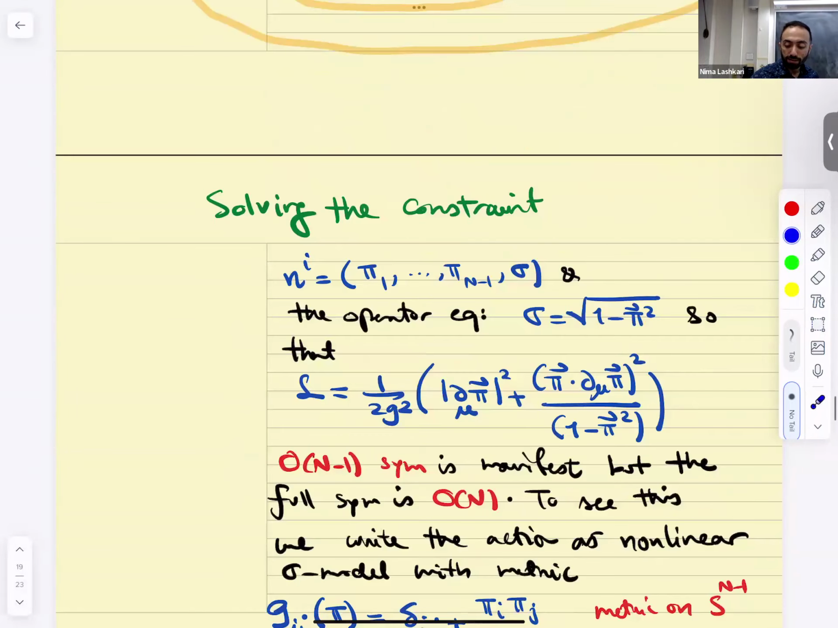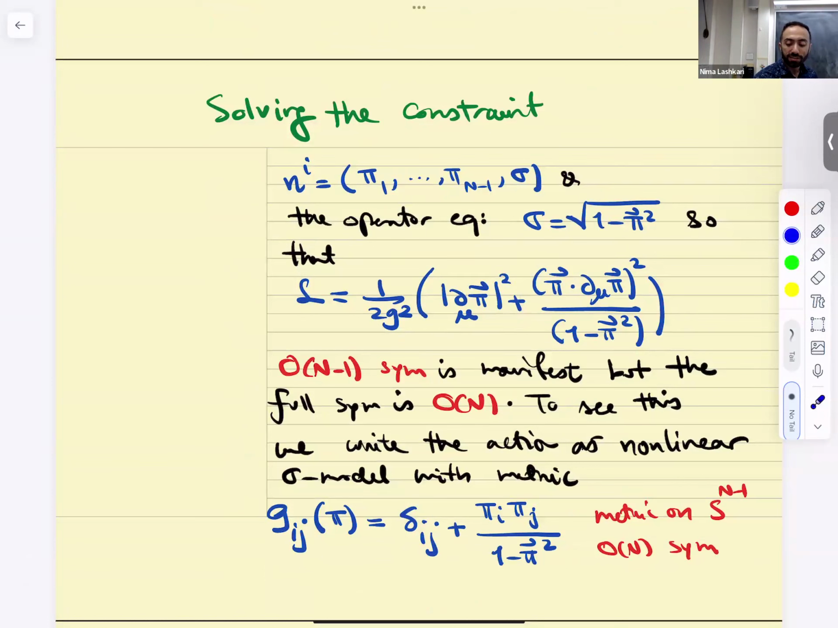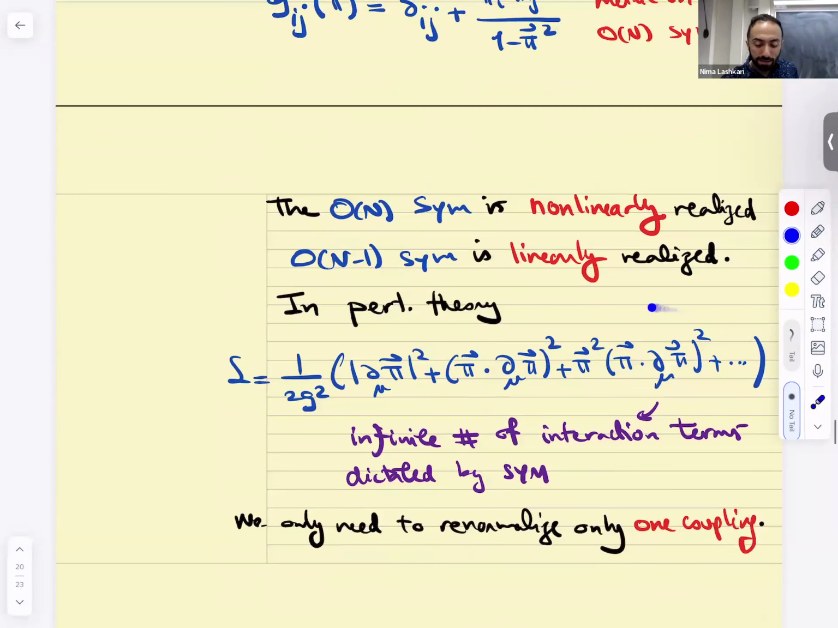All right, good. So let's take this action. This kind of term we've never dealt with up until now. Up until now, we've been putting terms in our Lagrangians that were in power series of fields or derivatives. Here I've put 1 over 1 minus pi squared. That has a Taylor expansion, but the symmetry required it. So if I Taylor expand it, I'm going to get these interaction terms. There's an infinite number of them.